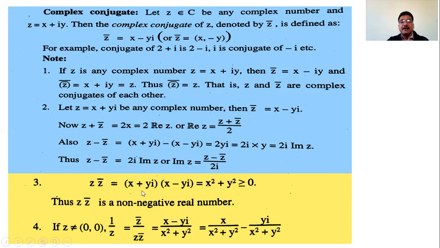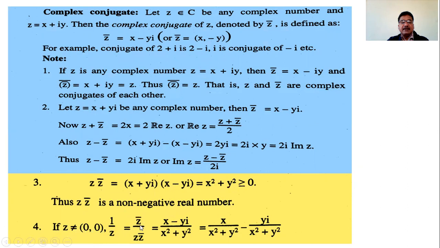z into z bar is what? Multiplication of these two is what? x square minus (minus) y square, that is x square plus y square. That is, z into z bar is always greater than or equal to 0, because x and y are real numbers, and the square of a real number is always a non-negative real number. Then 1 by z, how can we find 1 by z?